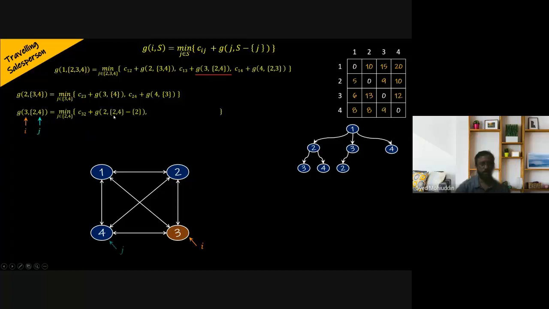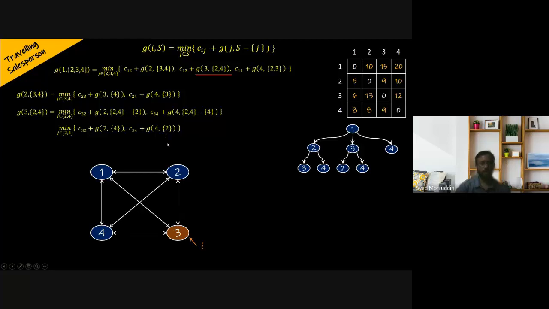Then J becomes 4. From 3 we compute the cost to move to vertex 4. That will be C of 3, 4, the cost of the edge 3, 4, plus G of 4 and the set S minus 4, that is {2, 4} minus 4. Now if we simplify this equation, what we get is C of 3, 2 plus G of 2 and the set {4}, the only vertex we have to visit now. In the same way, we have C of 3, 4 plus G of 4 and the set difference, so we get the set as {2} with only one element.